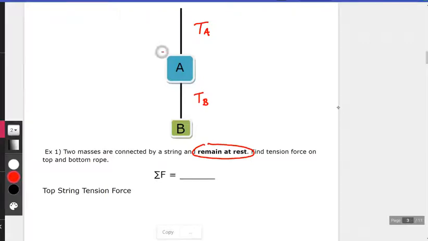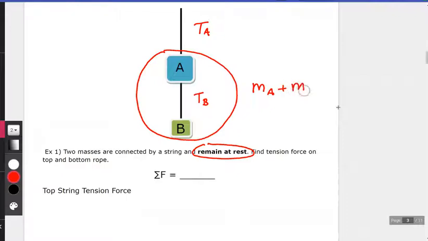If you want to find the top tension, can't we just take these two objects and say they're a single object that has a mass of MA plus MB? I'll show you why that's convenient.